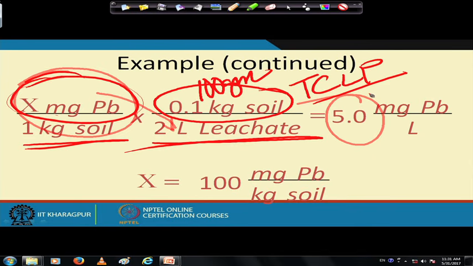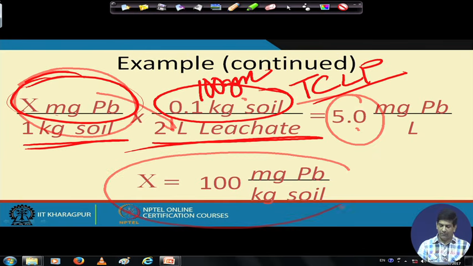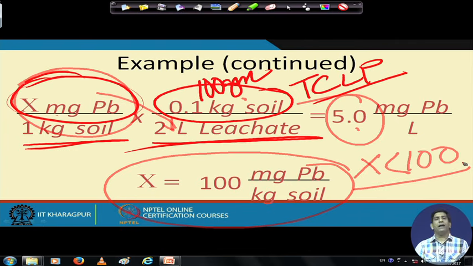So what is that concentration? If you do this math over here, and this 5 comes from the TC limit, from the TCLP procedure, we get X to be 100 milligram of lead per kilogram of soil. This is the max concentration. If your X is less than 100, that means that under no circumstances it will be a hazardous waste, because even with 100% leaching, it will not reach the TC limit.